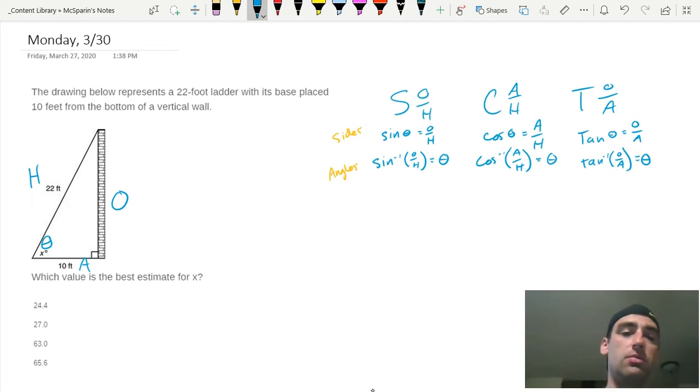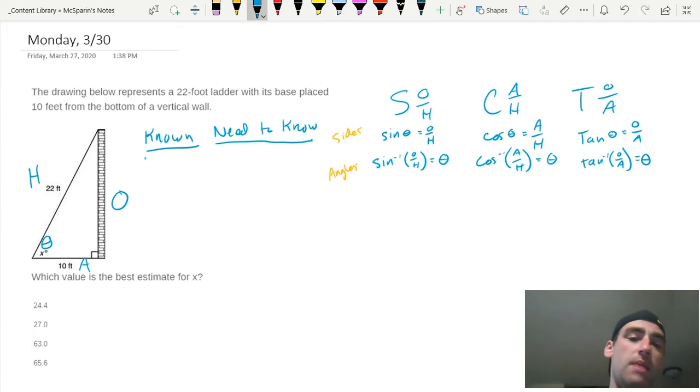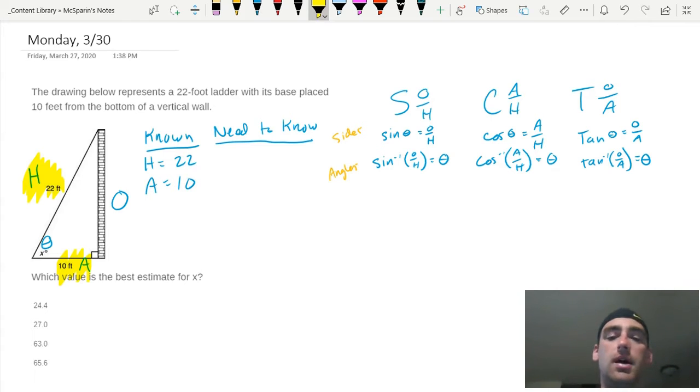So now I'm going to do my known and my need to know. That's going to help me decide which of my relationships I need. So I know that my hypotenuse is 22 feet. I know that my adjacent is 10 feet. Those just come from the diagram. Hypotenuse is 22. Adjacent is 10. Quick reminder, you wouldn't know those things if you weren't labeling. If you were trying to do this without labeling and drawing diagrams, it's going to get really, really hard.